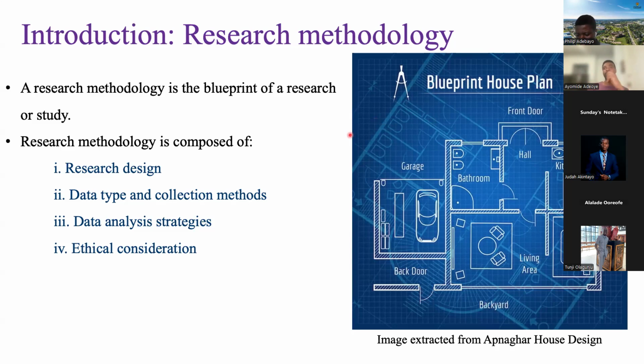And this research methodology is composed of different areas. And one of them is the research design. How you plan to design this research, the design you plan to follow in order to achieve this objective. Then the data collection method. What are the data types you require in order to achieve this aim? Is it qualitative data? Is it quantitative data? Or is it a mixture of both quantitative and qualitative data?